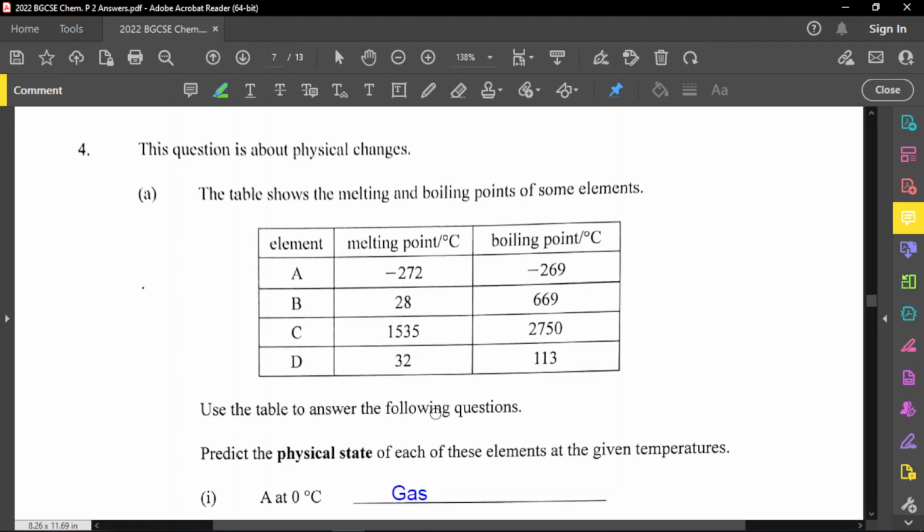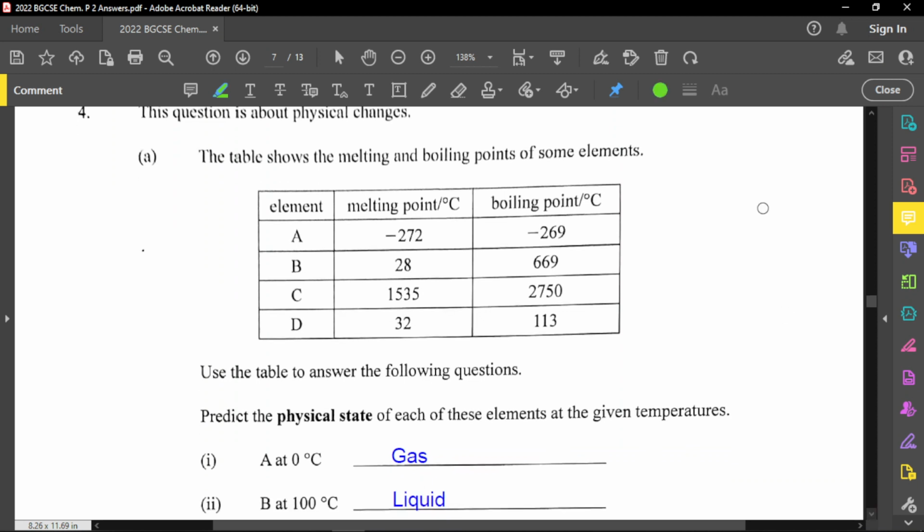It says use the table to answer the following questions. Predict the physical state of each of these elements at the given temperatures. Now, to make it easy, let me just point this out real quick. Melting point means that at this temperature, the substance is melting, which means it's moving from a solid to a liquid. At boiling, this is a temperature where the substance changes from liquid into gas. That's it. So the melting point is when it converts from solid to liquid. The boiling point is when it converts from liquid into gas. That's it.